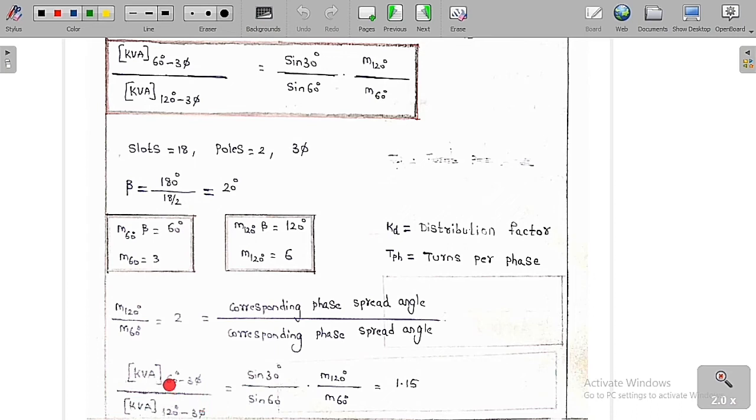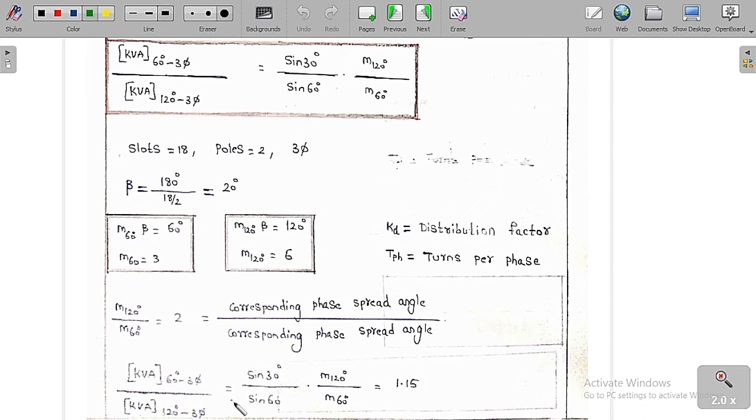So therefore, we can say that the kVA rating of a three-phase system for 60 degree phase spread is always higher than the kVA rating of a three-phase system for 120 degree phase spread. So its ratio is always equal to 1.15. So this value is much higher when compared to this value. This is a very important point that you always need to understand.